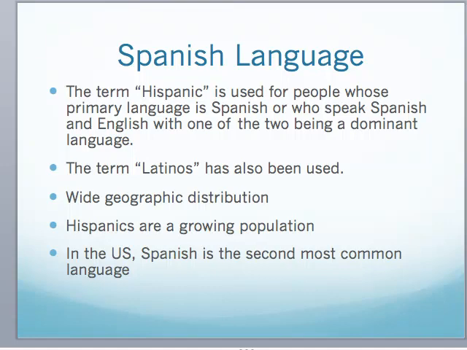The Spanish language has a wide geographic distribution. We have people who speak Spanish in Spain. We have people who speak Spanish in Puerto Rico and in other countries as well, in Cuba. And they all have different variations in the way they speak the language. Puerto Rican Spanish is different than Spain type of Spanish. But what we do know in this country is that Hispanics are a growing population, and in the United States, Spanish happens to be the second most common language.